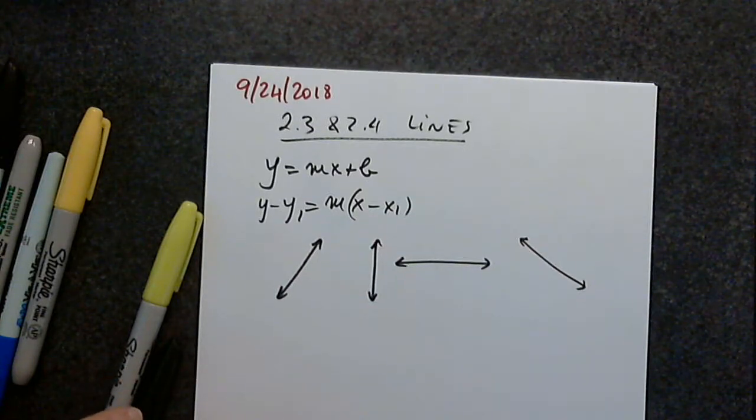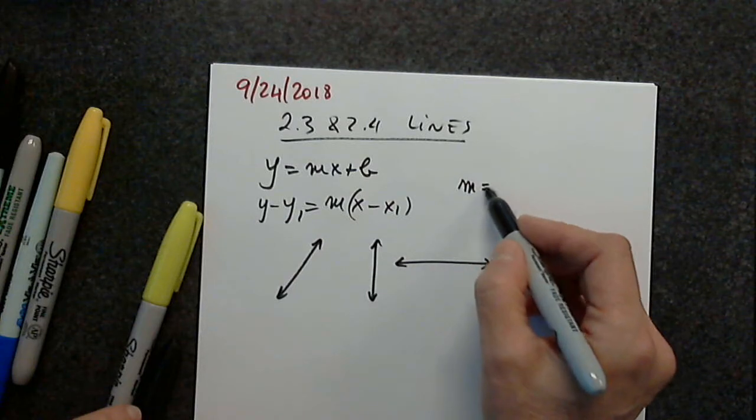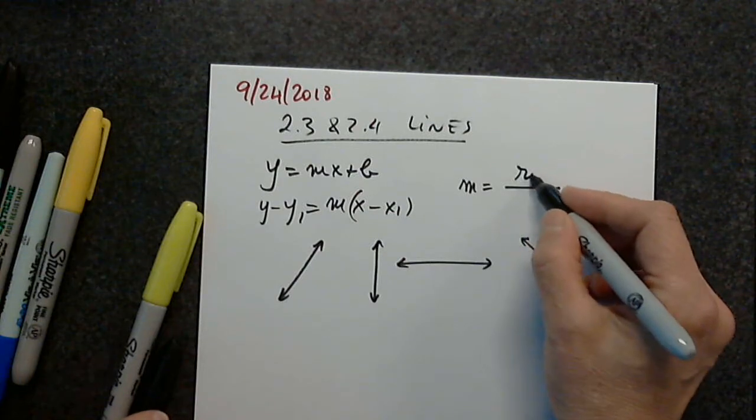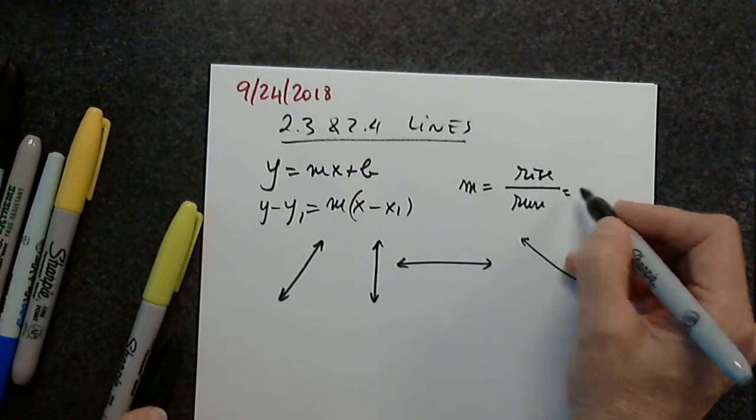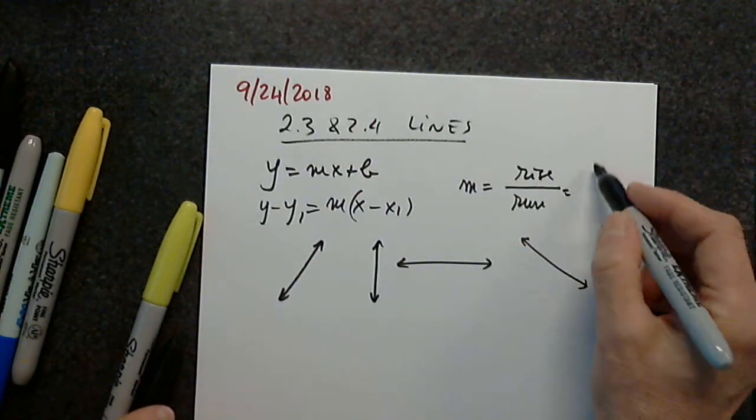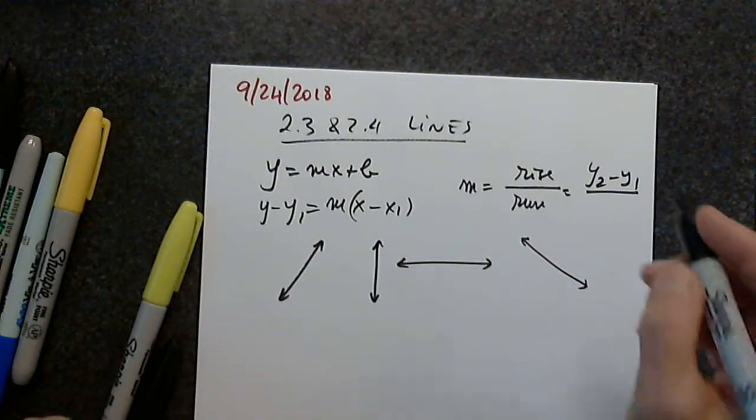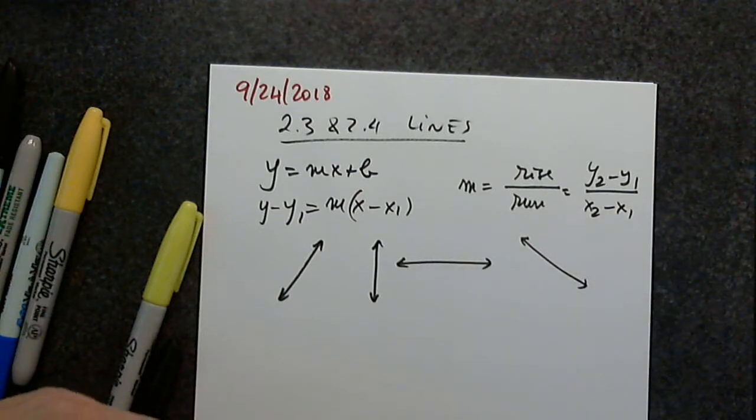The other thing that we used last time was the slope given 2 points. So if we're given 2 points, how do we determine the slope of the line passing through those points? We know it's rise over run. By rise, we mean the difference in y values. And by run, we mean the difference in x values. Very good.